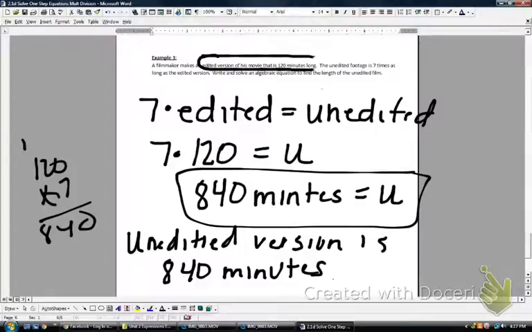Alright, so notice how I started at the beginning and I realized that something was not going to make sense. It wouldn't make sense for the unedited version to be shorter than the edited version. That doesn't make sense. So I had to go back and think through what I was thinking, because it just wasn't making sense. So sometimes we have to do that.